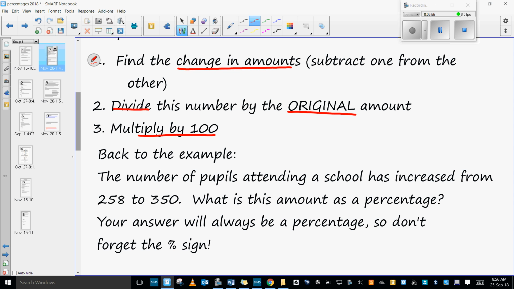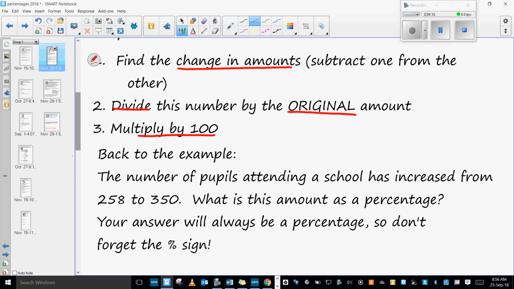Why do you think we're multiplying by 100? Jane? Yeah, because percentages are always based on 100, aren't they? Yes, so we're multiplying by 100.